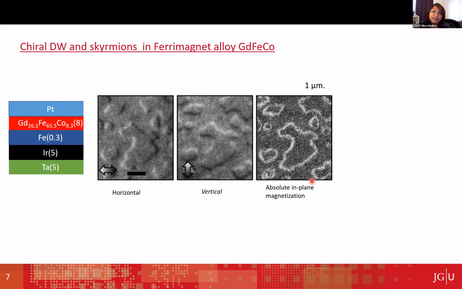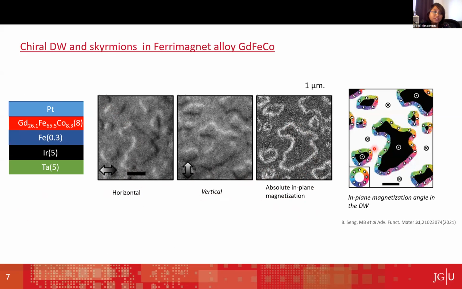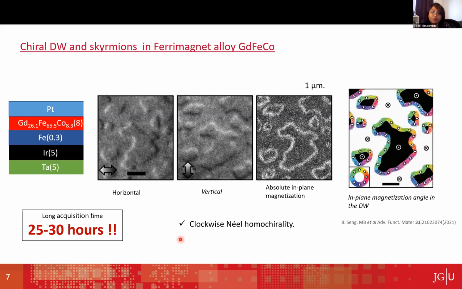As you can see, the absolute in-plane magnetization directions give rise to only the domain walls. We can construct a color-coded in-plane domain wall image, where we observed pure Néel-type clockwise domain walls in the sample. We see some small skyrmionic Néel-type domain walls in the structures.